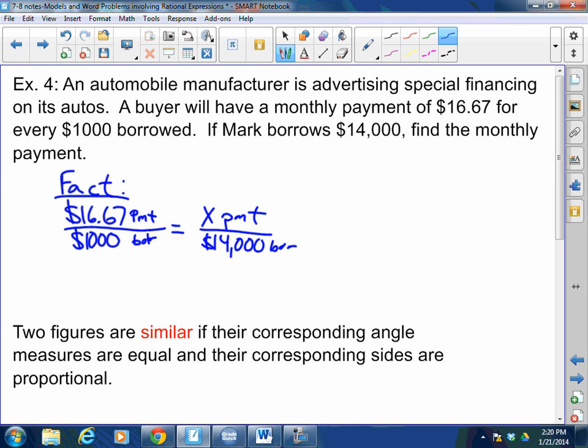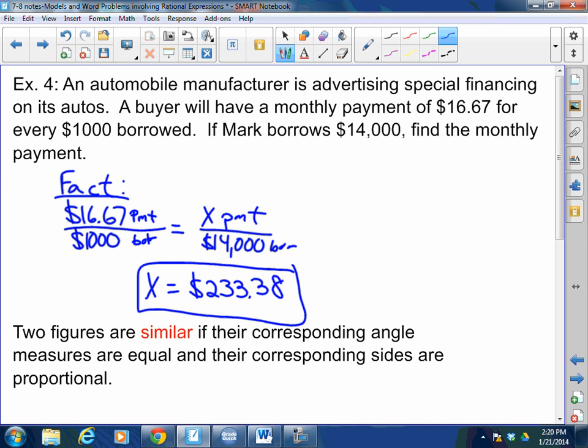So let's go ahead. Cross multiply. What you got? X is going to equal $233.30. Now, this is very useful.